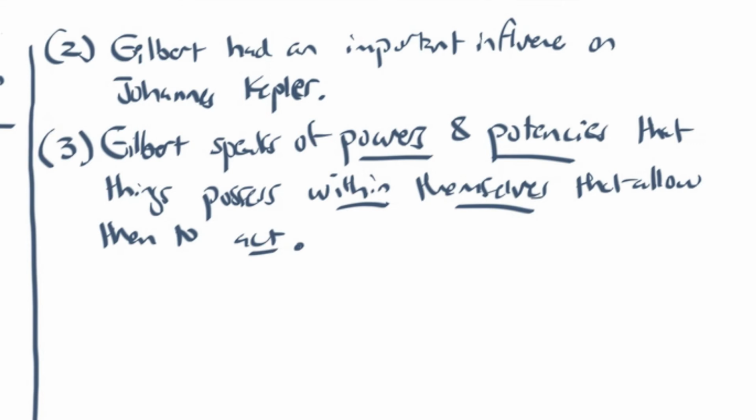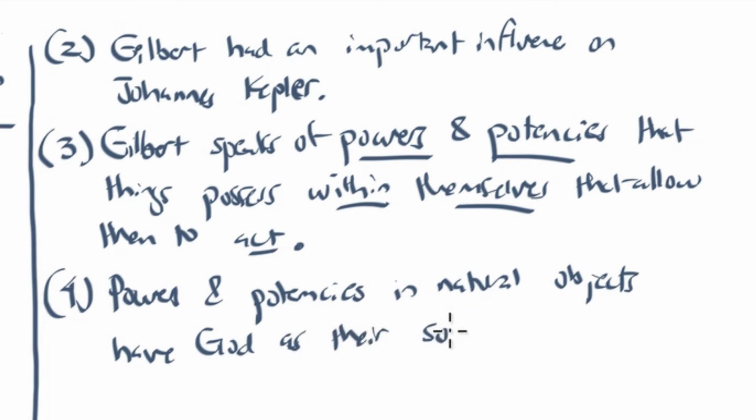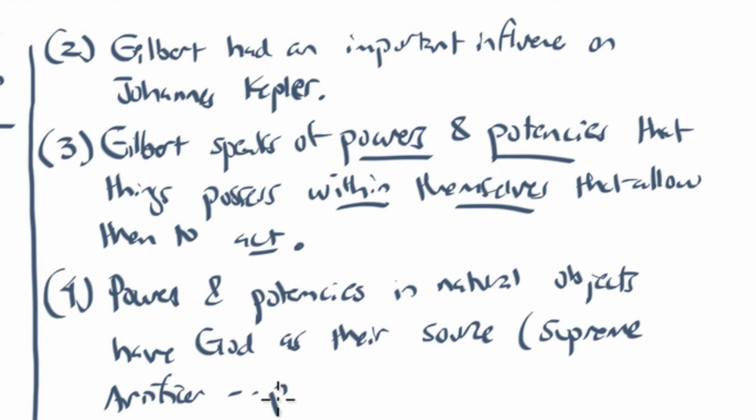It's interesting that William Gilbert does adopt this traditional worldview of things themselves having powers or potencies, but he also mentions on page 4 what the source of these powers and potencies is. He believes that these powers and potencies come from God himself. Powers and potencies in natural objects have God as their source. He calls God the supreme artificer. This is on page 4.